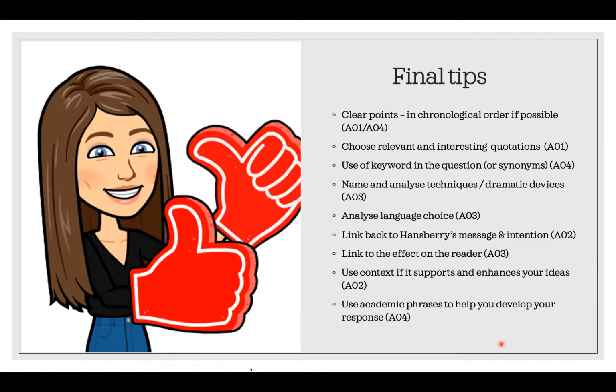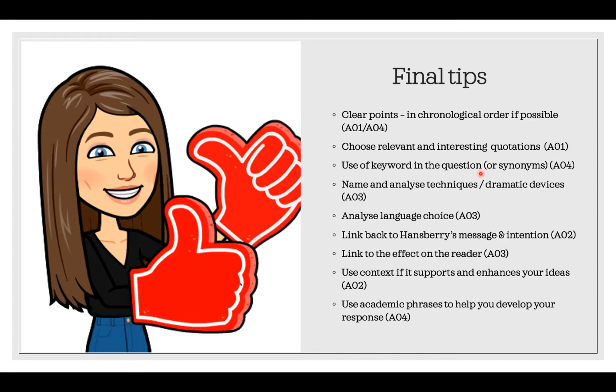Okay, so here are the final tips that I'd like to leave you with. So as you can probably see from the example, clear points are a must, in chronological order if possible. So from reading the answer on the previous slide, you'll see that most of it is in chronological order. It doesn't have to be, but it definitely is going to help you if you are just moving through that extract in chronological order. It stops you becoming confused, but it also maybe helps you to talk about how things are developing and changing. Choosing interesting and relevant quotations, got to be relevant to not only the question, but your initial point. And it has to be interesting, otherwise you will have nothing to say.